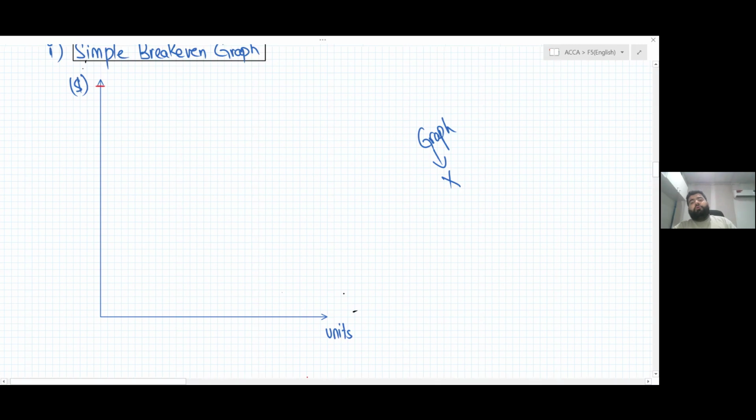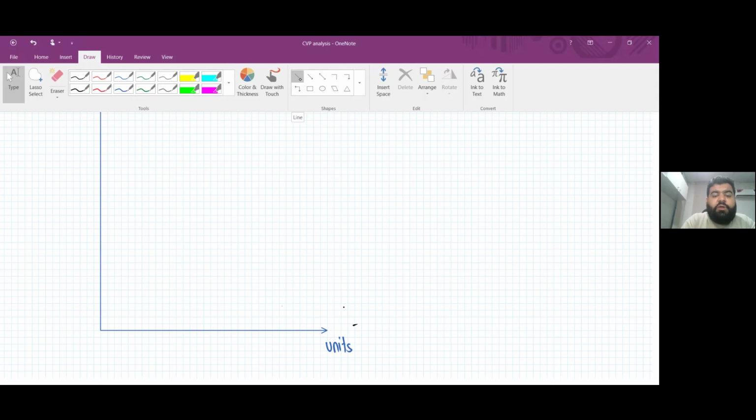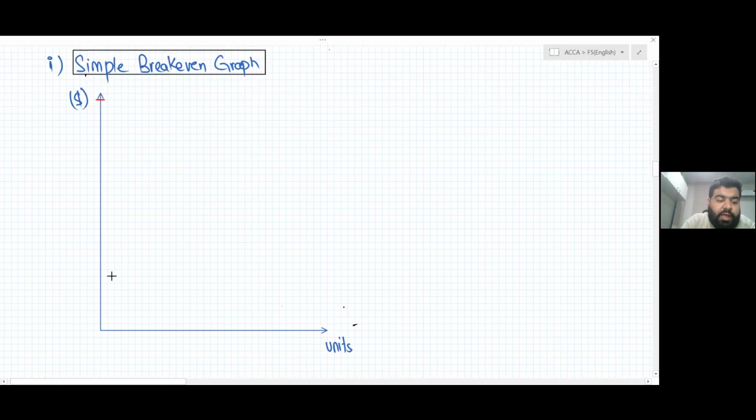Okay. Now I am going to make the graph. The simple break-even graph I am going to start. First of all, on this graph, I'm going to make the line of fixed cost. We know that the fixed cost line is just a straight line like this. The fixed cost line is just a straight line on the graph, and I can indicate it as fixed cost.